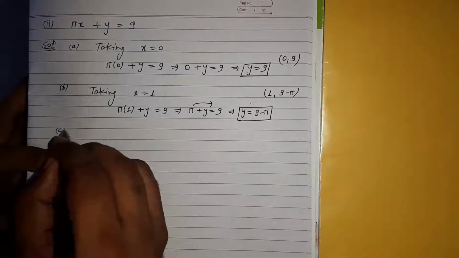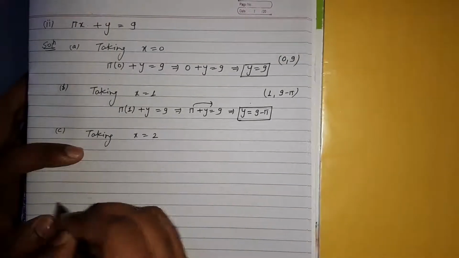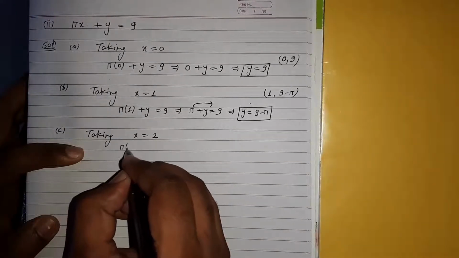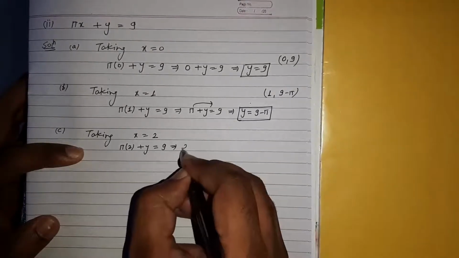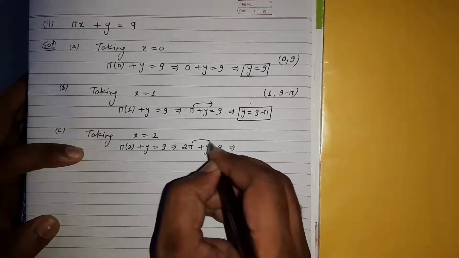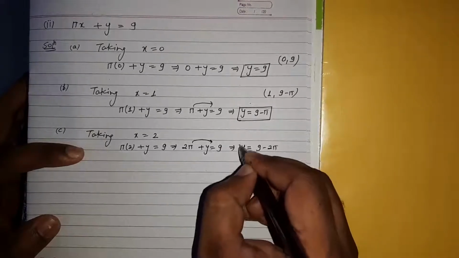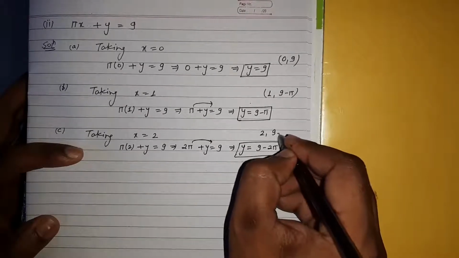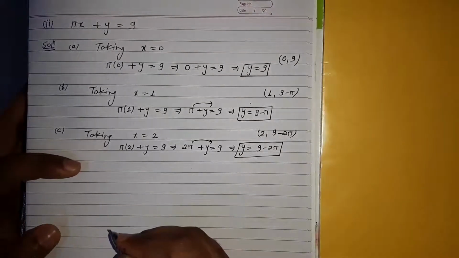The third solution is, now we will take the value of x is equal to 2, so put the value of x equal to 2 in this equation, so it will be pi multiply 2 plus y is equal to 9, 2 multiply pi, 2 pi plus y is equal to 9, now transpose 2 pi, so it will be negative, so value of y will be 9 minus 2 pi, okay. So the third solution of this equation is 2, 9 minus 2 pi, okay. So this is the third solution of this equation.